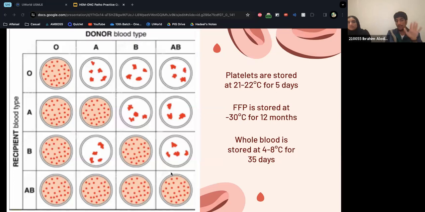And then some fun rapid facts. Platelets are stored at 21 to 22 degrees for 5 days. Fresh frozen plasma is stored at -30 for 12 months. Whole blood is stored at 4 to 8 degrees for 35 days. All three of these could easily be an MCQ. So just know the storage for blood and other products, because all of these could be a potential question that you don't want to miss out on.